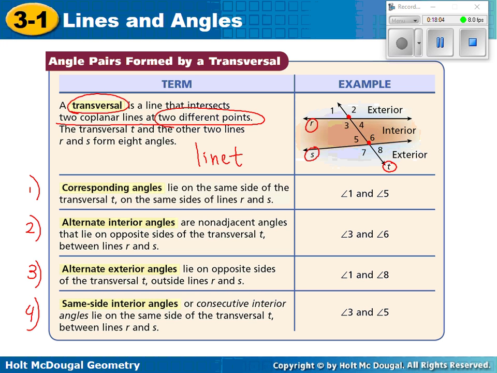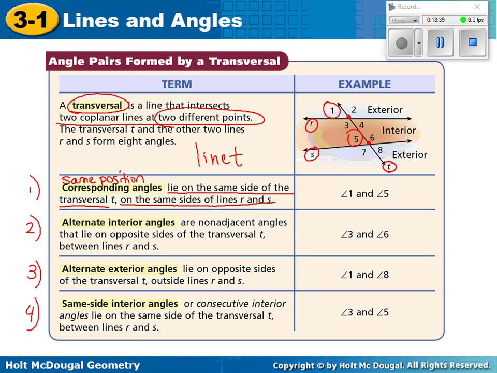First kind of angles are corresponding angles. Corresponding angles lie on the same side of the transversal and on the same side of the lines. So they're in the same position is what I like to think of. When I think of corresponding, I think same position with respect to the lines. So if you look, angles 1 and 5 are both to the left of the transversal, and they're both above R and S. Does everybody see how 1 and 5 are corresponding?